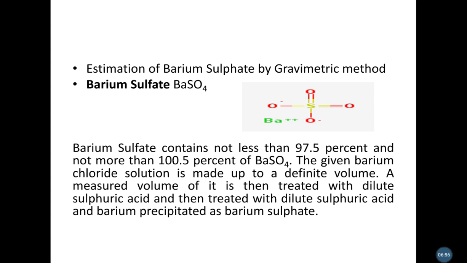Gravimetric analysis starts with the isolation of a compound, here barium sulfate. First, take a barium chloride solution of a defined volume, measure the volume, and then treat it with 4 normal sulfuric acid. Whenever it is treated with this, the barium precipitates as barium sulfate. Now this is the procedure.